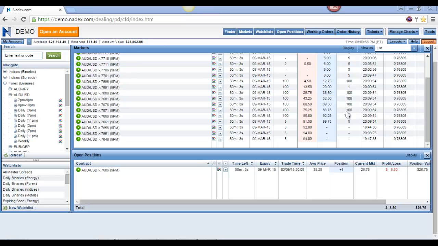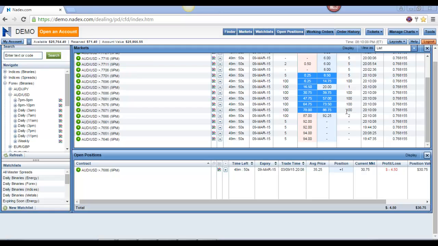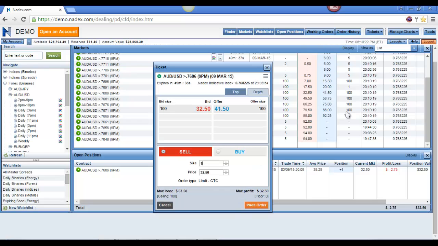So let's look at this. I bought this Aussie dollar contract. I bought it, see average price, that's what I bought it for. I bought it for $35.25. Let's say that I now decide, you know what, I want to get out of it because it's going against me. Or I say I want to get out of it because I've got some profit. Well, all I got to do is click it and it opens up the contract. All right. And notice it automatically filled this out as a sell.